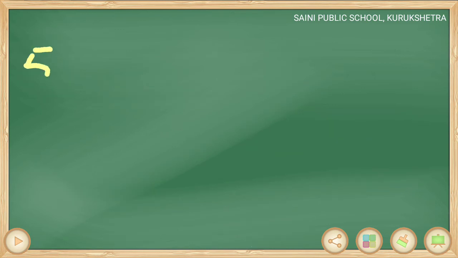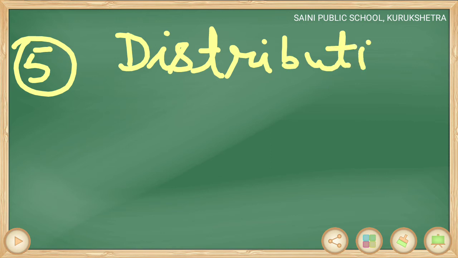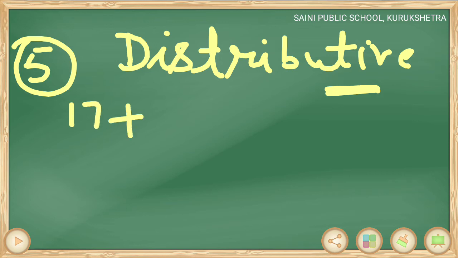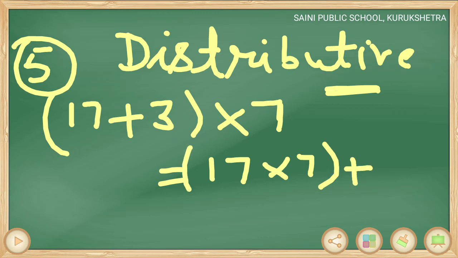Now the fifth property, a very important property, the distributive property of multiplication. Now look here carefully at what it means. The distributive property says multiplication is distributive over addition. Now what does it mean? Look here in this example: 17 plus 3, into 7, is equal to 17 into 7 plus 3 into 7.